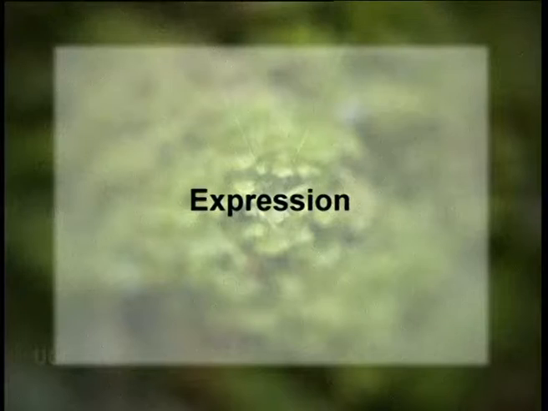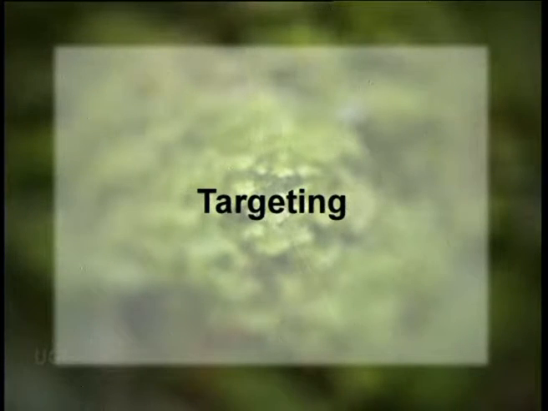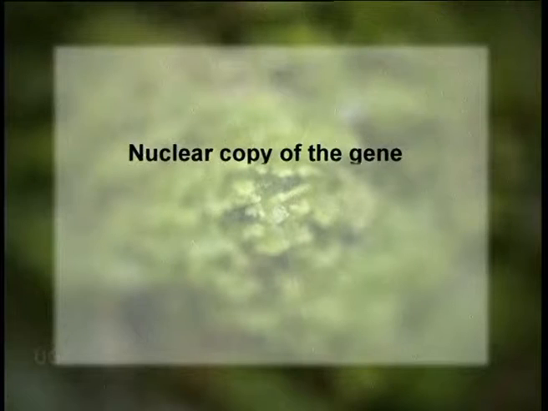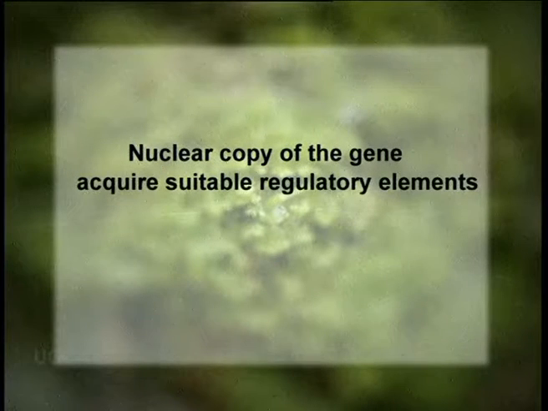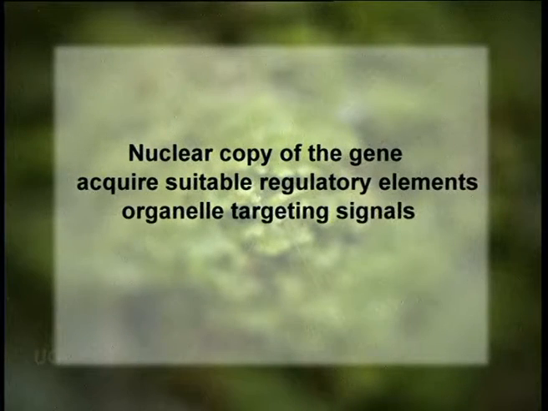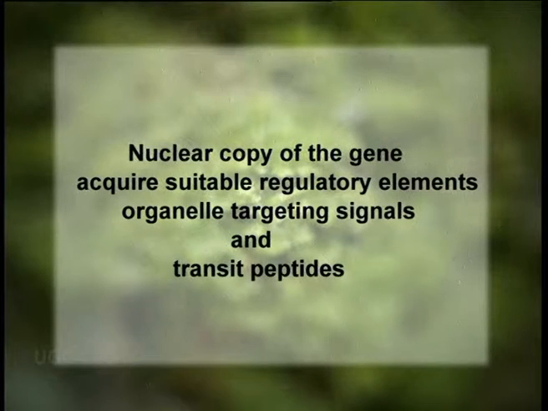The transferred organelle gene has two main obstacles to cross before the nuclear copy becomes functional, permitting the loss of the organelle copy. The first one is expression and the second is targeting. If the product of the organelle gene has to return back to the organelle, then the nuclear copy of the gene has to acquire suitable regulatory elements, organelle targeting signals and transit peptides.